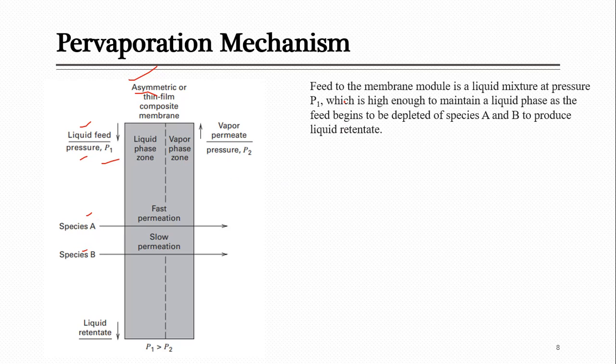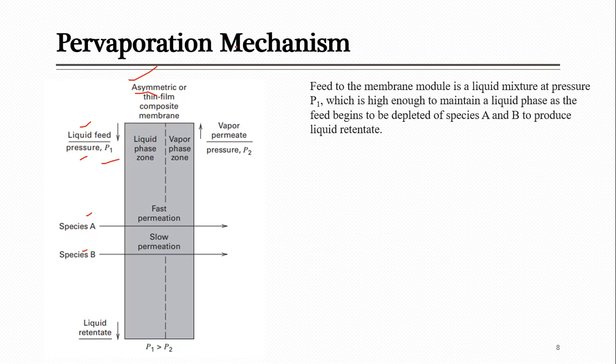Just look here, the feed to the membrane module is a liquid mixture which is at pressure P1. That is high enough to maintain a liquid phase. Here the pressure should be high enough that you can maintain a liquid phase. It should not get vaporized on this side of the membrane. On the feed side, evaporation should not take place. Pressure should be sufficiently high that all the components available in the feed stay as a liquid when they exist on the feed side.